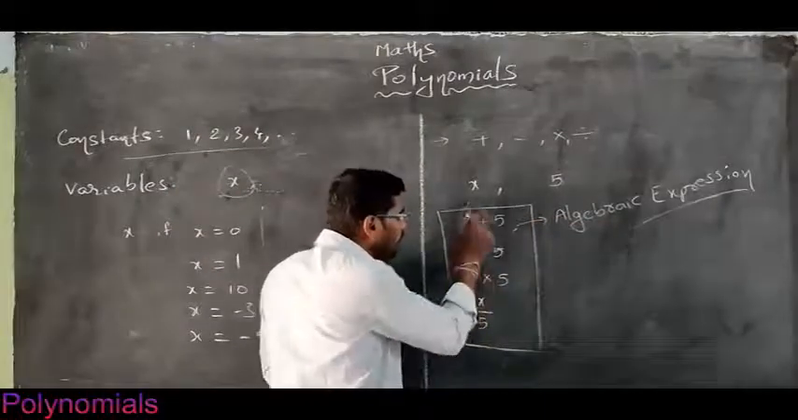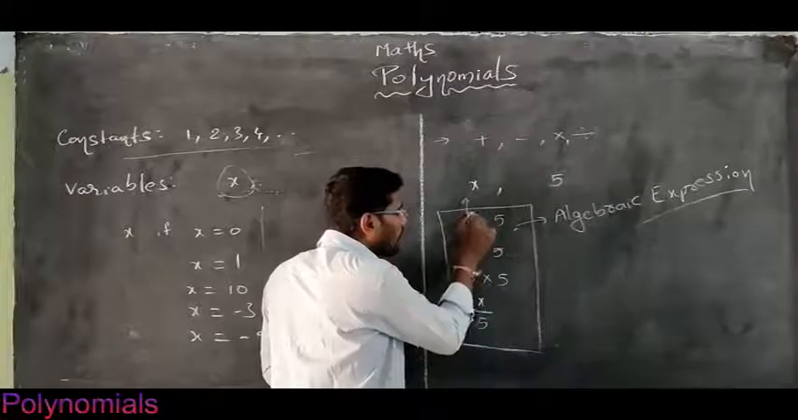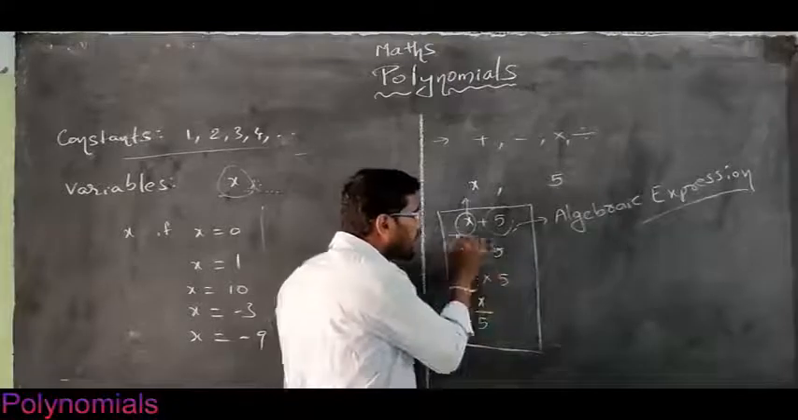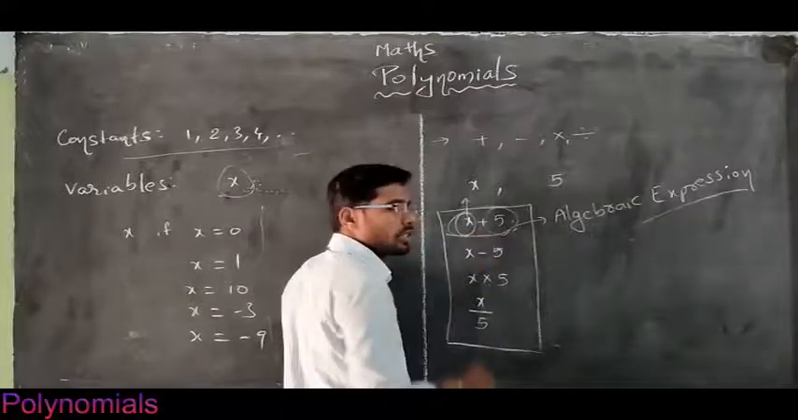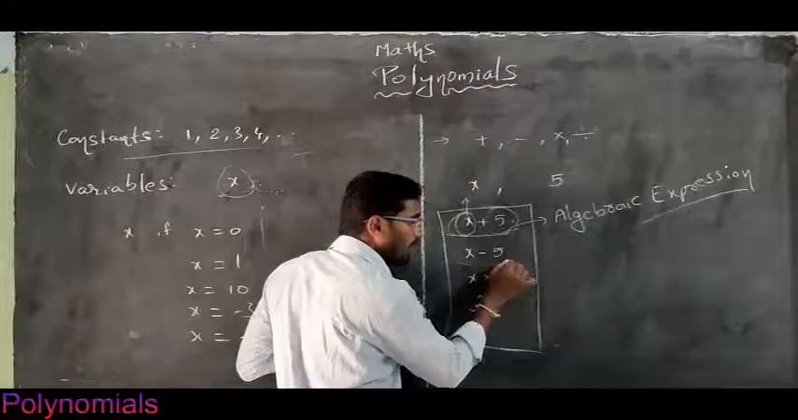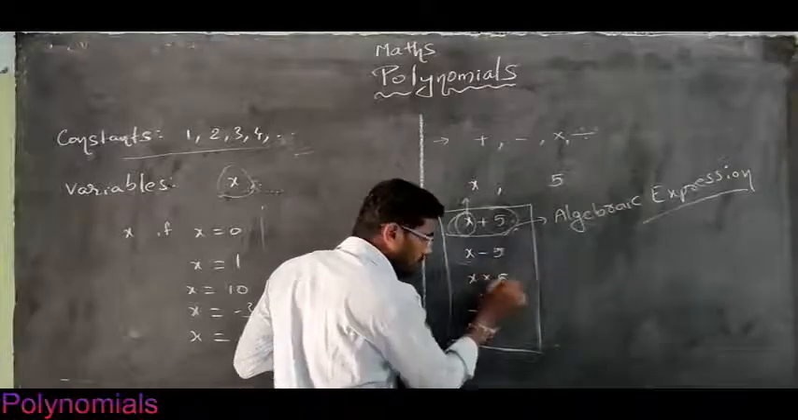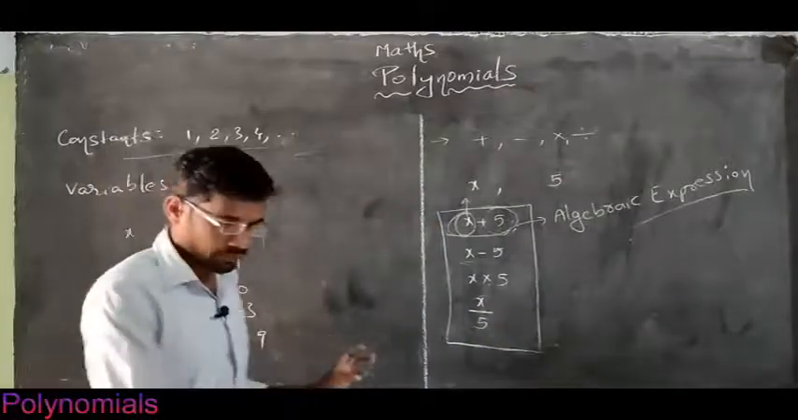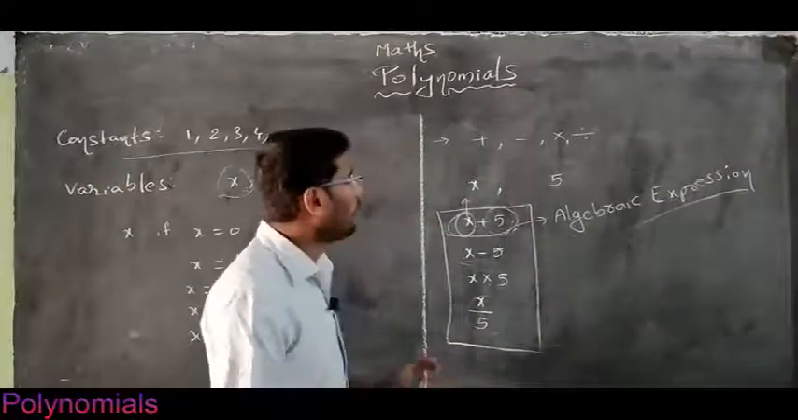In an algebraic expression, this one we call the first term and this one we call the second term. Here how many are there? Here 2 terms are there. This one we call an algebraic expression. In this also 2 terms are there. In this only 1 term is there. Here also only 1 term is there.